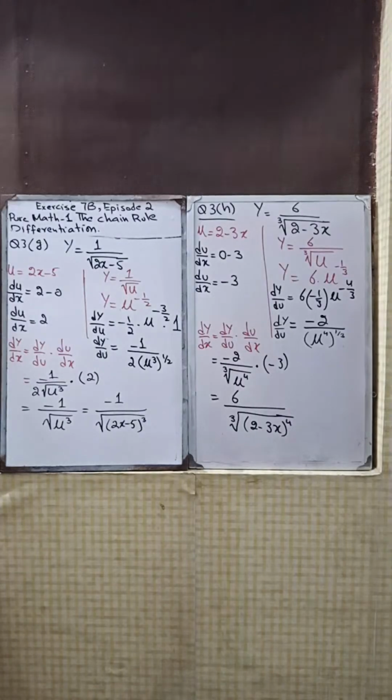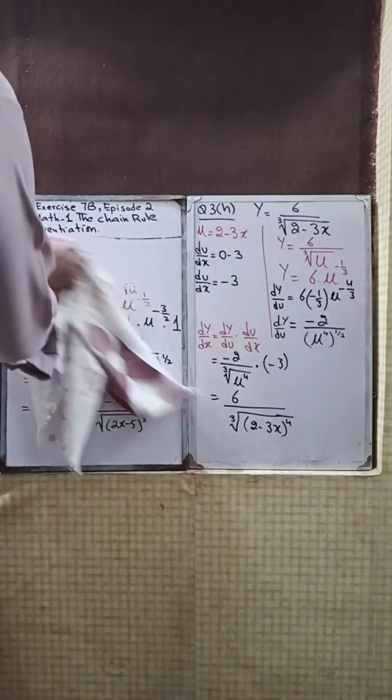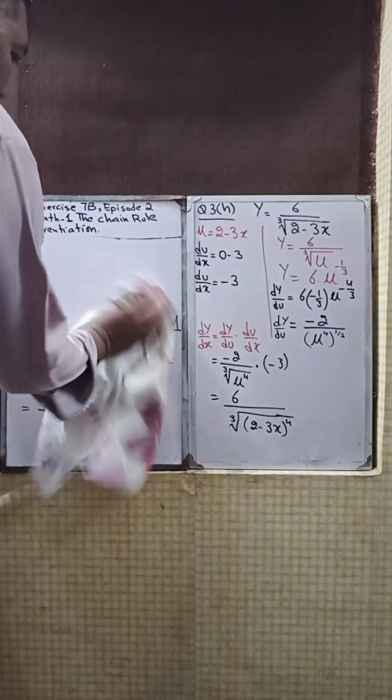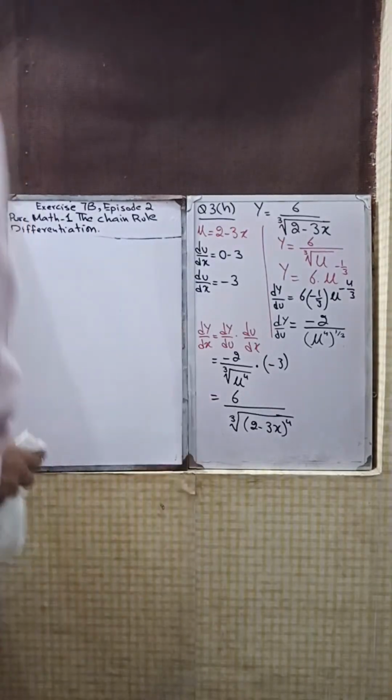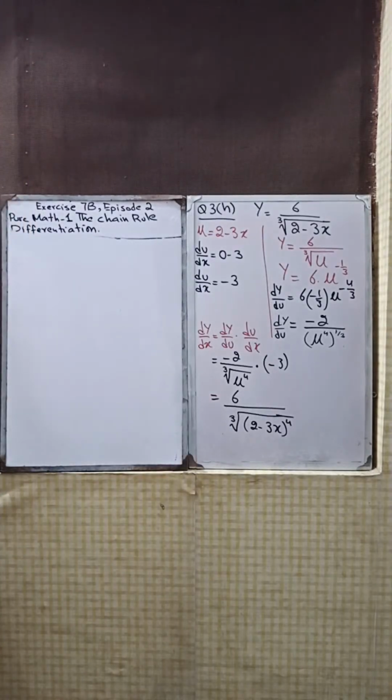The next question is question number 4. He says, find the gradient of the curve y equals 2x minus 3. Let me write here. Now we are done with question number 3. We are going to question number 4. Let's go to question number 4.